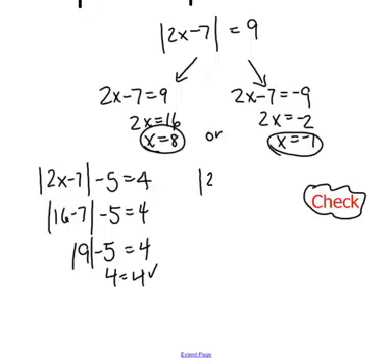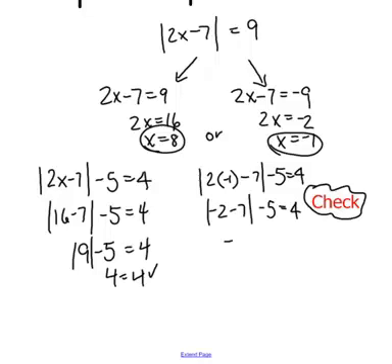All right, so 2 times negative 1 minus 7 minus 5 equals 4. 2 times negative 1 is negative 2, minus 7, minus 5 equals 4. Negative 9 minus 5 equals 4. And 9 minus 5 equals 4, check.